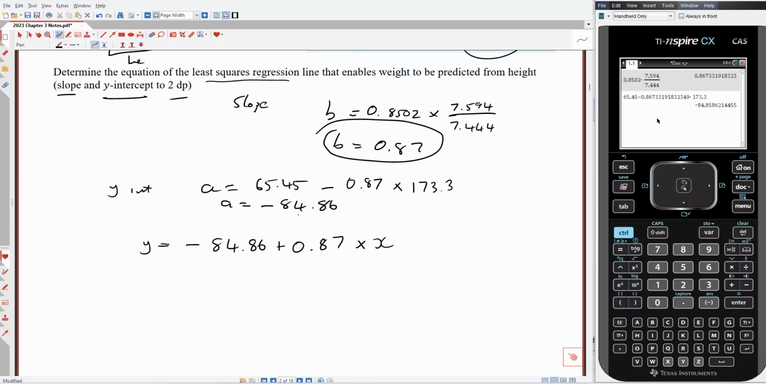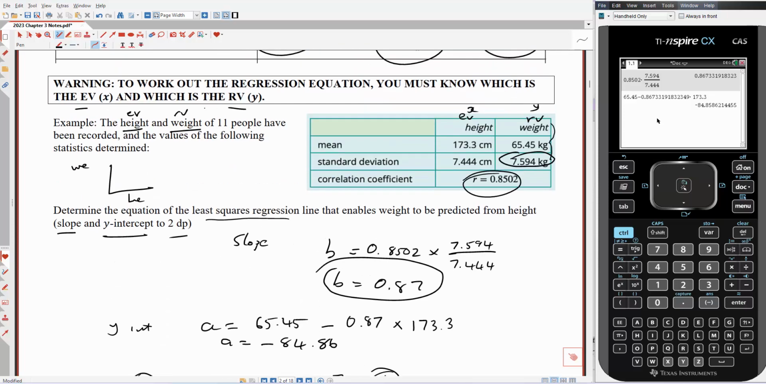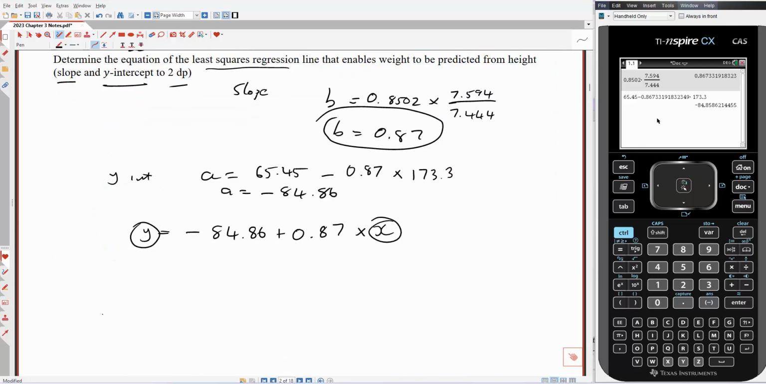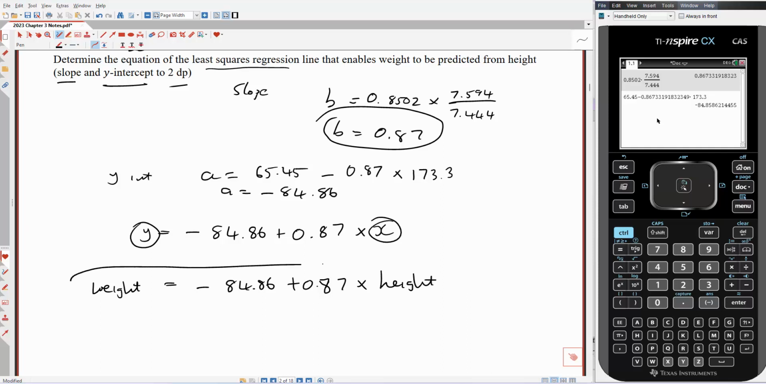Okay, now typically with this, what we do is we contextualize these variables. So instead of using x and y, we put the name of our response variable here. Our response variable in this case was weight. So we're going to say weight equals negative 84.86 plus 0.87 times our height. And essentially what we've got here is a prediction model.